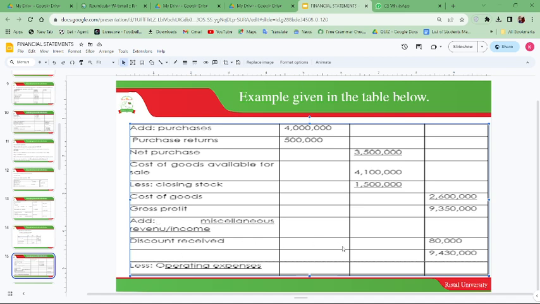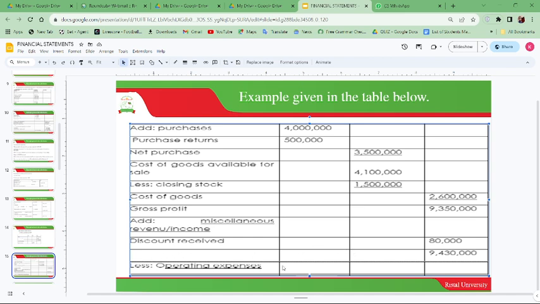That discount received is when you go to buy a product or good and you are given a discount. Maybe the good was supposed to be sold at 2,000 and then you were able to negotiate and you buy it at 1,000. So that is the discount received. It means you have received that discount. So it becomes part of your income or miscellaneous income or revenue. So it is 80.